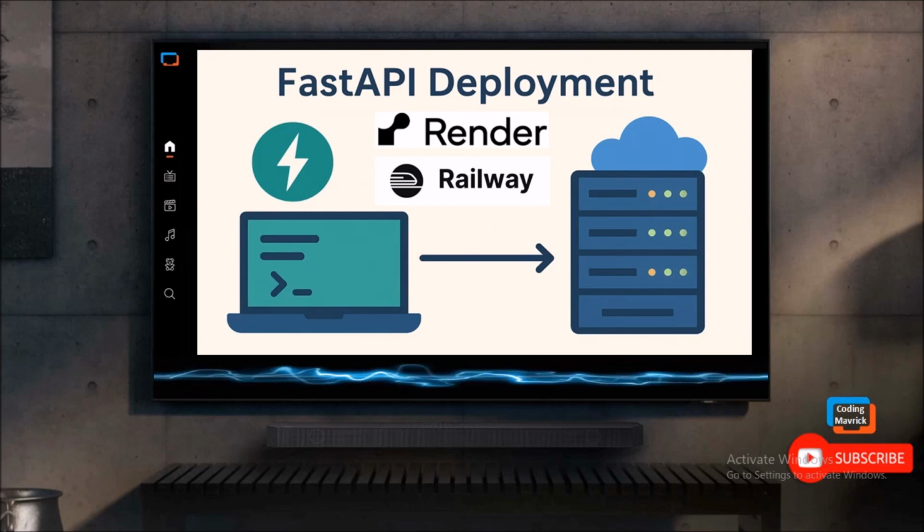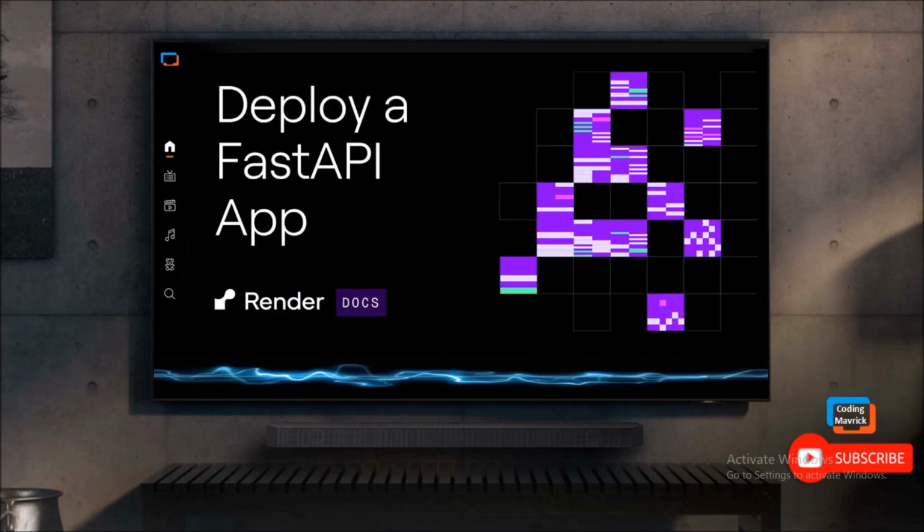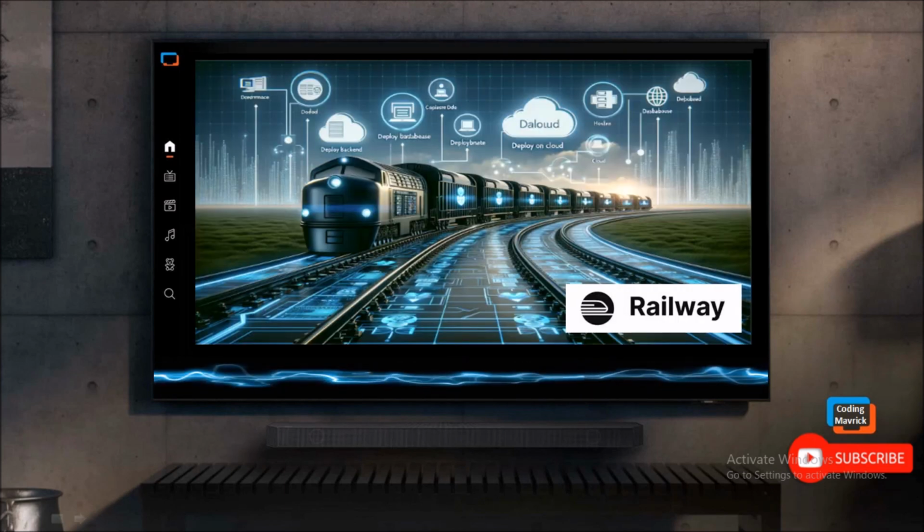In this tutorial, I will first deploy it on Render, and if users have some issue with a credit card, then I will shift the deployment to Railway Cloud, a completely free and beginner-friendly cloud platform. So let's dive into the exciting world of FastAPI cloud deployment.